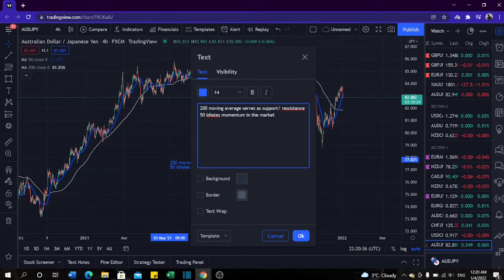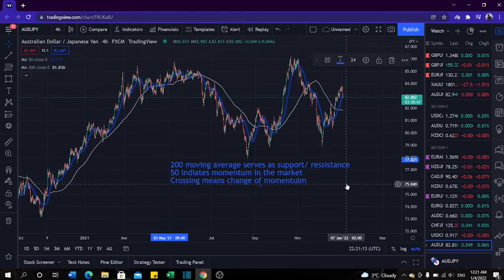Indicates momentum in the market. So let's get to how a person like you and I, or how I usually use the 50 or the 200 moving averages. First of all, one thing I want you to note is that when these two moving averages cross, it means a change of momentum, as I'm going to illustrate in the chart right now.